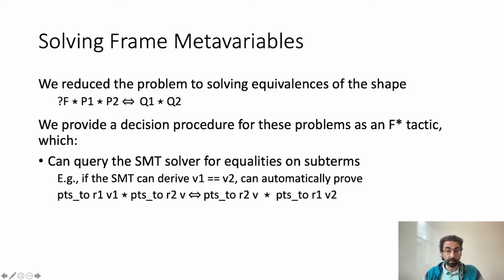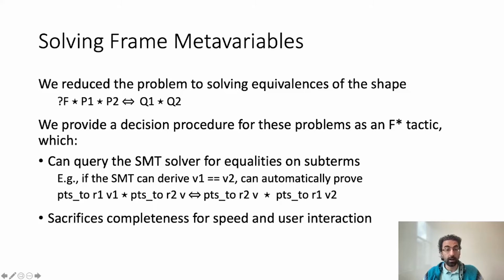And importantly, this decision procedure can cooperate with the SMT solver by querying the solver to determine equalities on subterms, leading to AC unification modulo theories. So for instance, here in this simple example, the AC unifier can pass the equality V1 equals V2 to the solver and conclude that the two terms are equivalent if the solver determines that the equality holds.